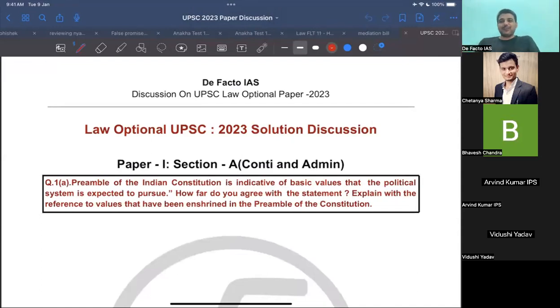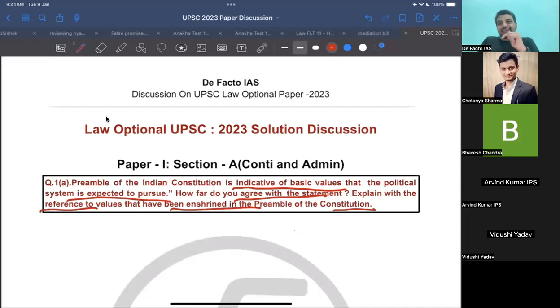Now, if you look at question number one, it suggests the preamble of the Indian Constitution is indicative of the basic values that our political system is expected to pursue. How far do you agree with the statement? Explain with reference to the values that have been enshrined in the preamble of the Constitution. Same question if I ask you, what are the major aspects of the preamble? You will write the same thing.